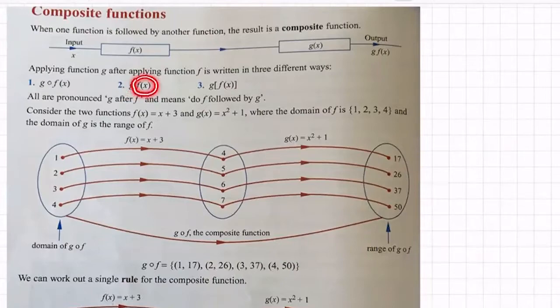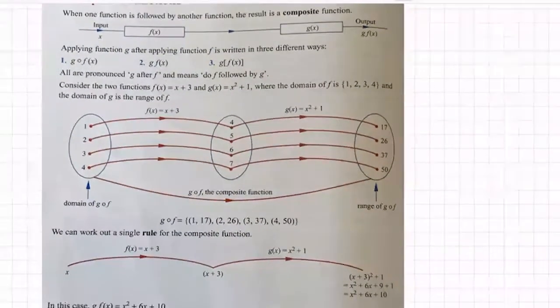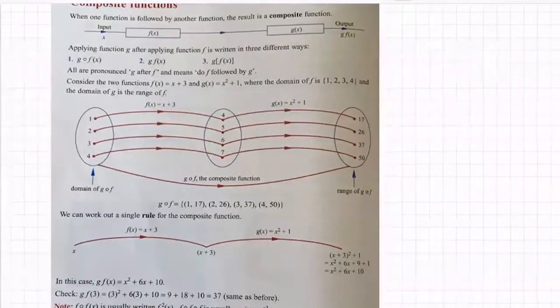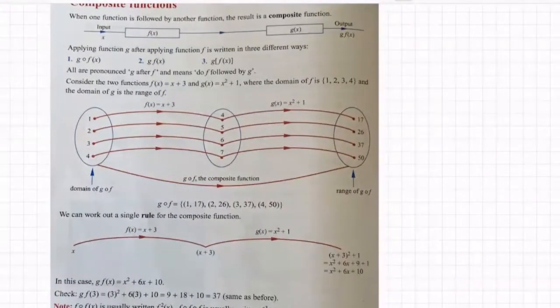I'm going to do f first because it's beside x, and then g. Or you could have the square brackets around the f of x. Okay, this I think is the least common, or is definitely the least common one I've seen in maths. So all are pronounced g after f means do f followed by g. Okay, and this section gets taught a couple of different ways. So one way it's taught is that you work out a single rule for the composite functions.